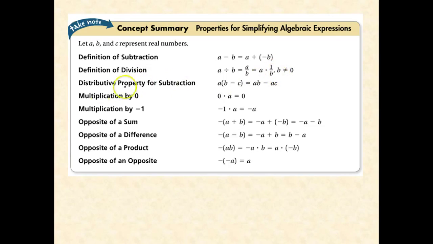I'm tired. Sorry. The distributive property for subtraction. A times b minus c is, when you distribute it through, a times b minus a times c. And I won't go through all of these, but these are properties. You should know them. Put them in your notes. Boom.